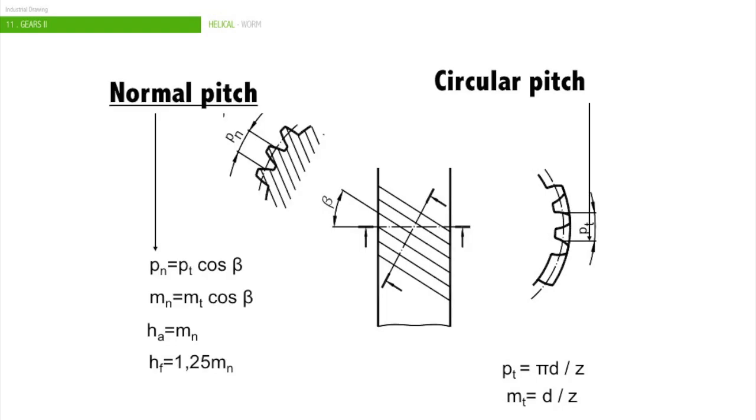But in helical gears, we can get another pitch called normal pitch. We can get the normal pitch by drawing a section with a plane normal to the teeth. We can get the distance between two consecutive points over this section and we call it normal pitch. So we can relate the normal pitch and the circular pitch by means of the cosine of beta. The normal pitch is useful for us to calculate the addendum and the dedendum.